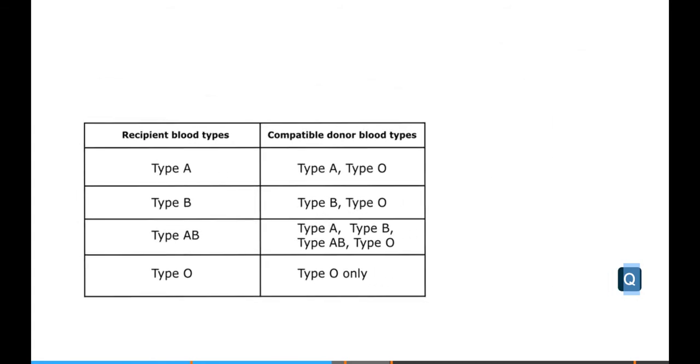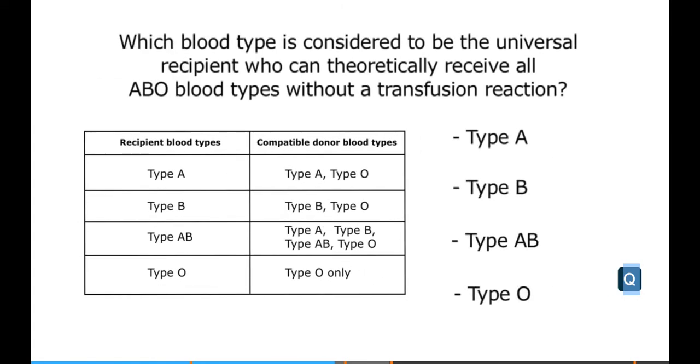Let's check your understanding. Which blood type is considered to be the universal recipient, who can theoretically receive all ABO blood types without a transfusion reaction?